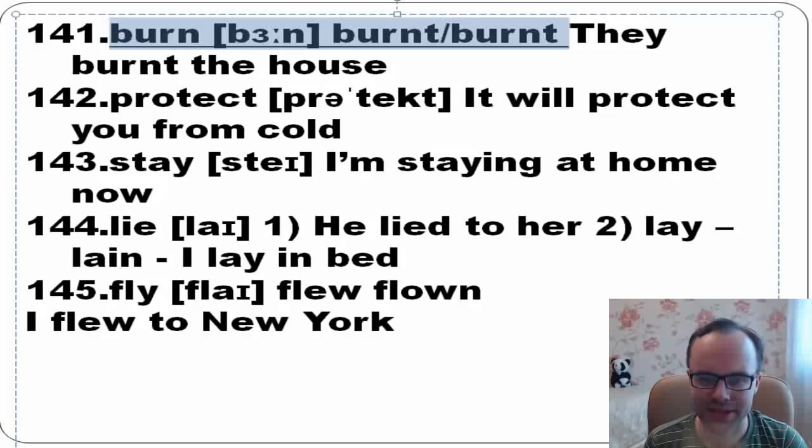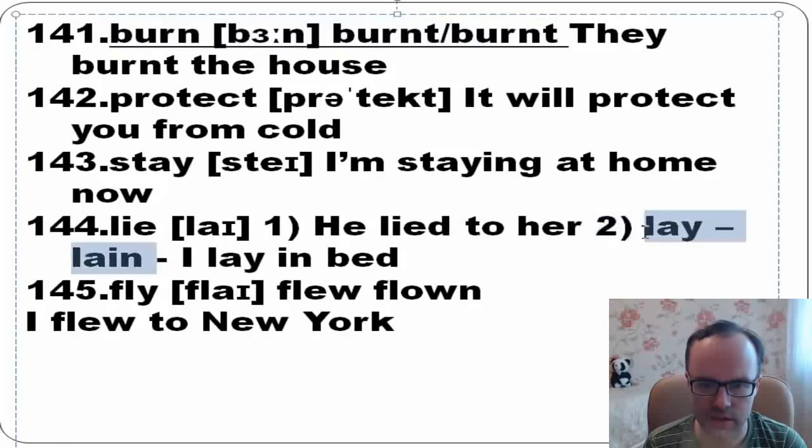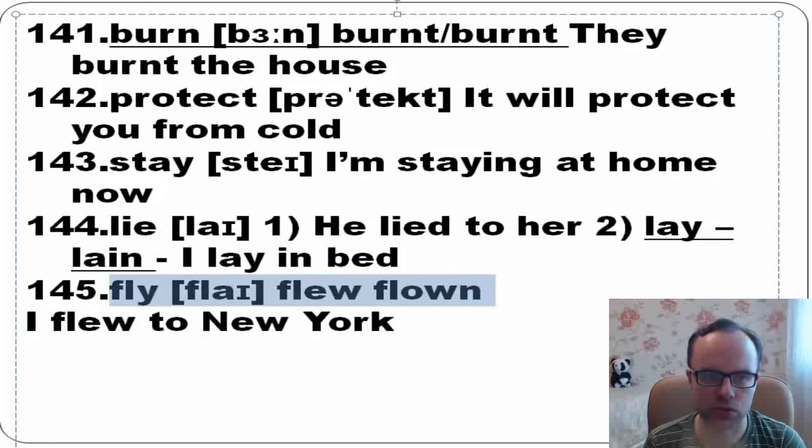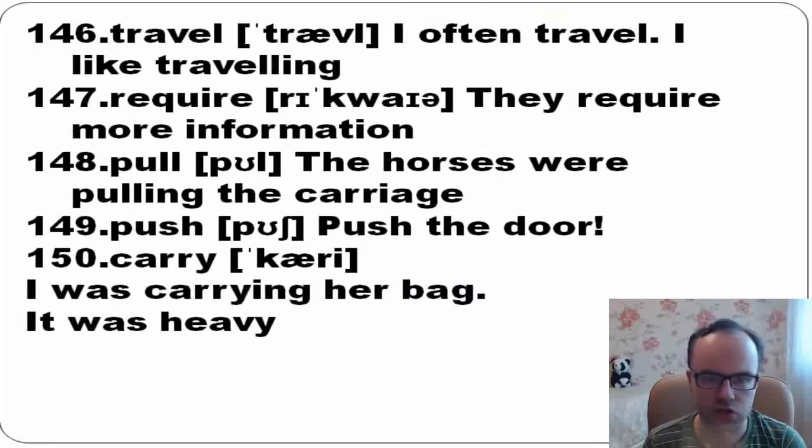Stay. I'm staying at home. Lie. He lied to her. Or laying. It can be an irregular verb, but it can have another meaning. I lay in bed. Okay, so you see lie, lay, lain. Fly, flew, flown. Irregular. I flew to New York. Travel. I often travel. I like traveling. Require. They require more information.